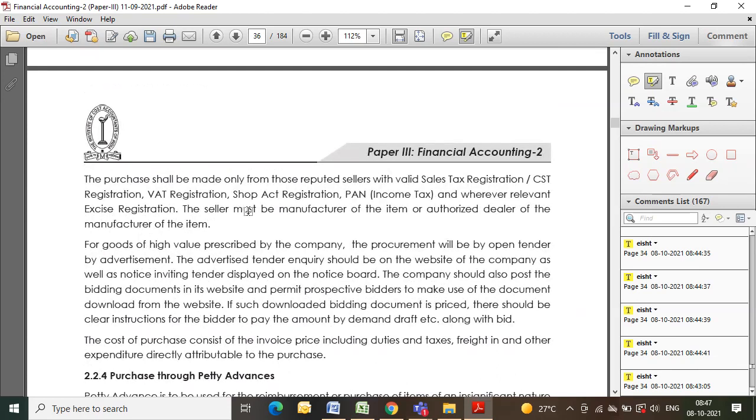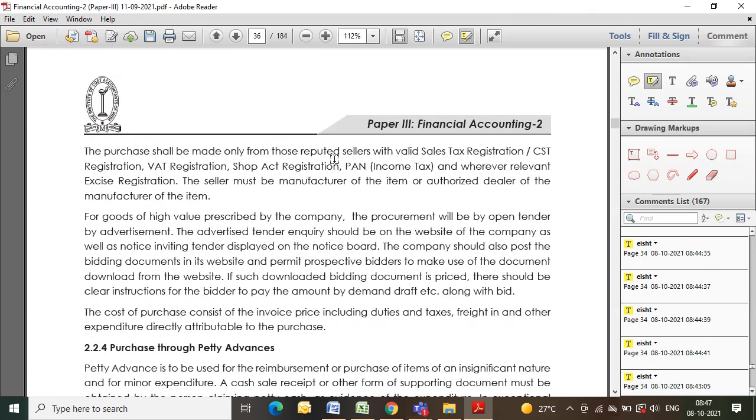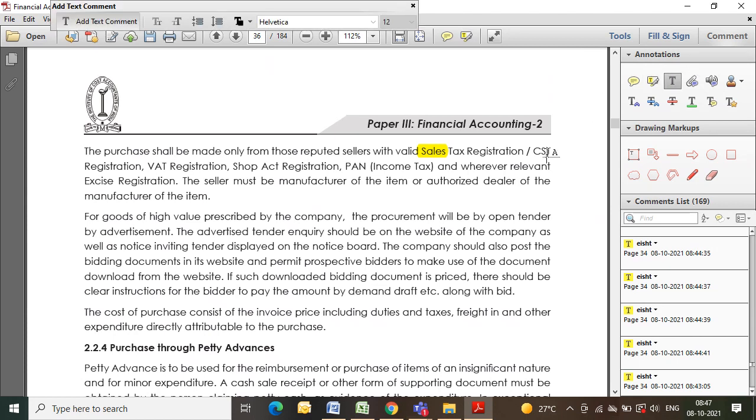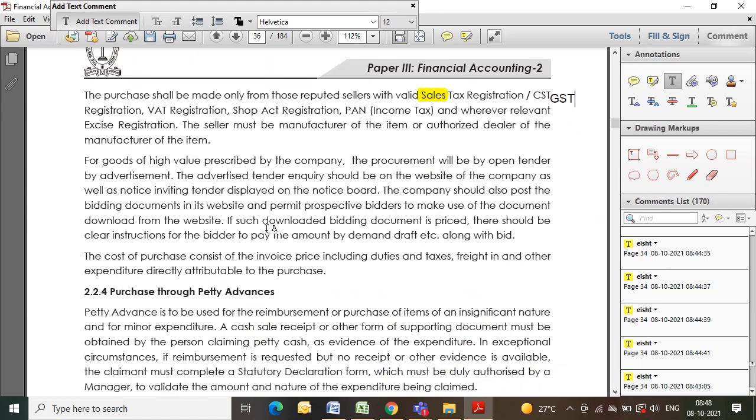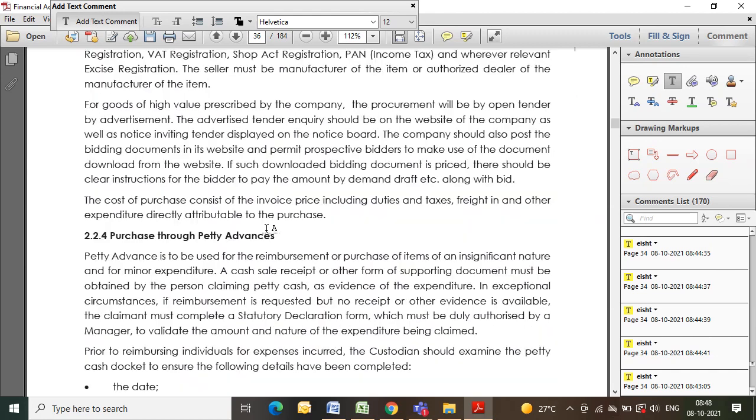Okay. Purchase will be made from all those with sales tax registration. This is replaced with GST now. So sales tax is no longer there. So please change this to GST because definitely this has changed. So this is now replaced with GST. VAT of course is there. PAN of course is there. Excise is also no longer there except for a few items only.